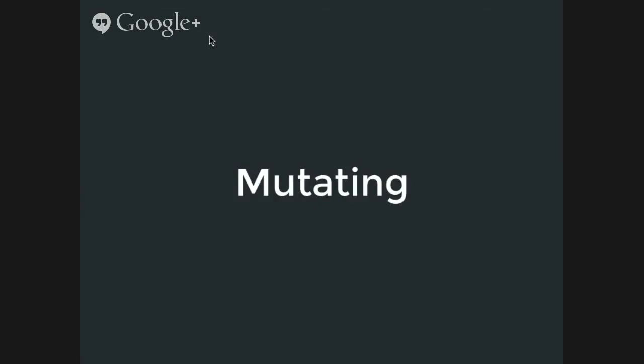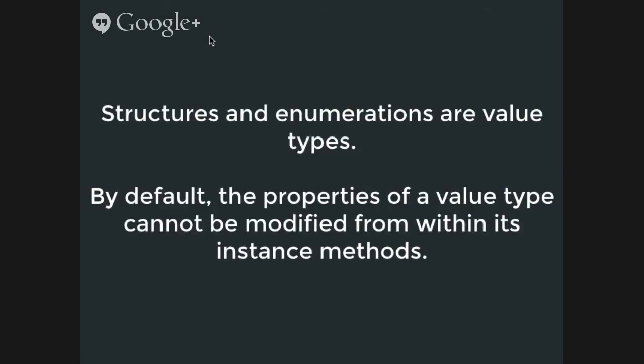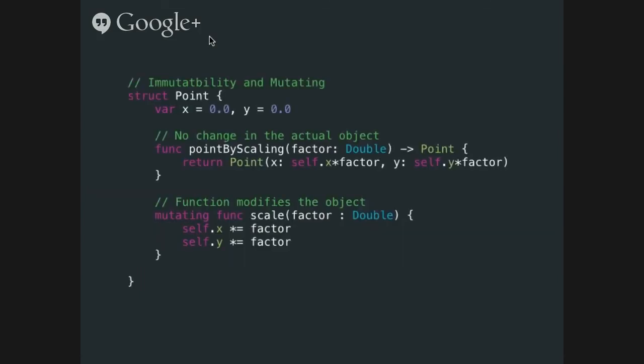We saw that interesting mutating thing, right? So here it is. Structures and enumerations are value types. Classes are reference types. It's simple. By default, the properties or values of a structure cannot be modified from within an instance method. We'll go with an example. You can see two functions here. The first function doesn't modify the actual object. It's something like a computed property or function. It computes something and returns a new object, which doesn't affect self.x or self.y.